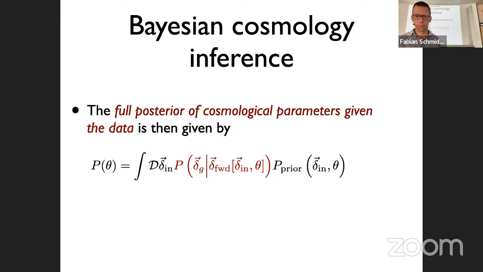And it turns out that the prior for the simplest inflationary models is actually very simple. It's just a multivariate Gaussian with a diagonal covariance in Fourier space.